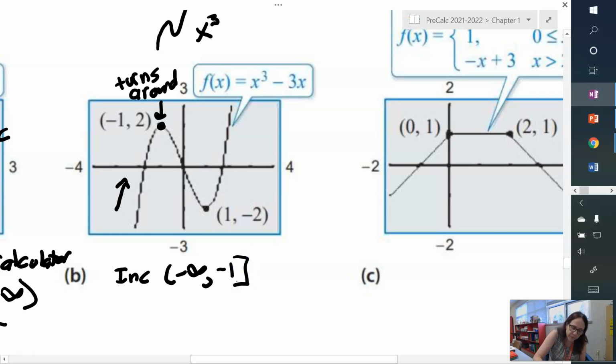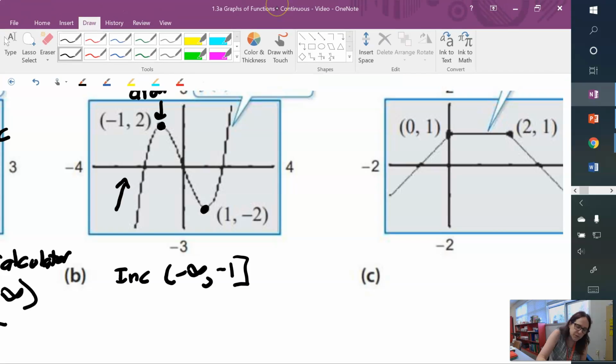Now look what happens. I'm going to change colors here to make this easier to see.